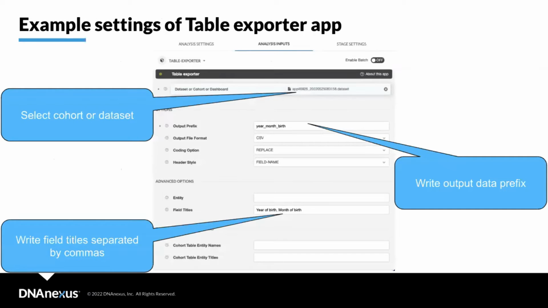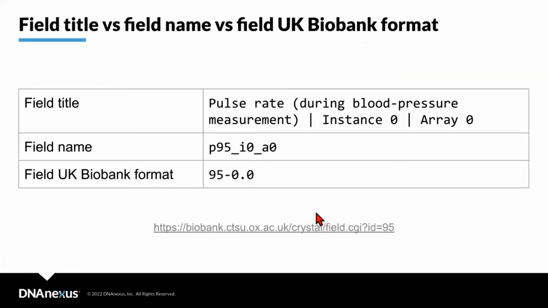So this is an example of the table exporter app, where you select a cohort or dataset. You can change the output data prefix, and here you specify field titles. I just want to show you the differences here, because I'm myself sometimes confused about what is a field title and what is a field name.